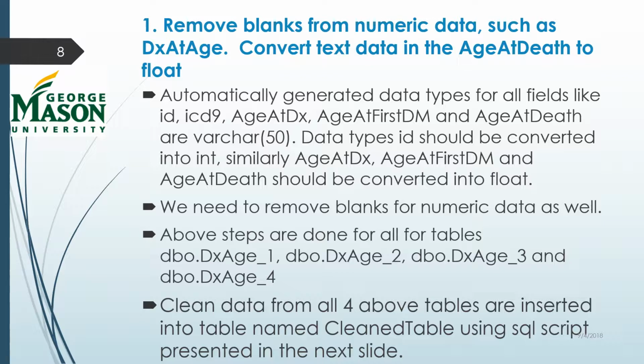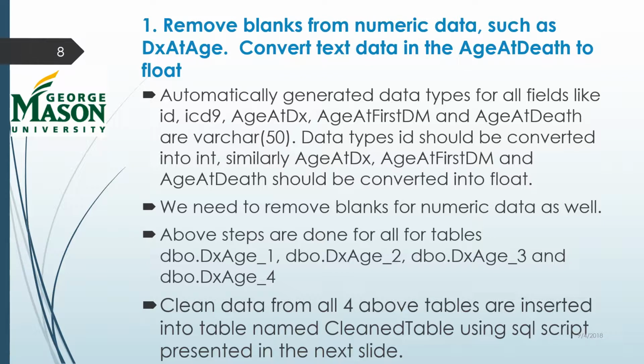Question number 1 is to remove the blanks from numeric data such as age at diagnosis and convert text data in age at date to float. Automatically generated data types for all fields like ID, ICD9, age at DX, age at first DM, and age at date are varchar. Data type ID should be converted into integer. Similarly, age at diagnosis, age at first DM, and age at date should be converted into float. We need to remove blanks for numeric data as well. The above steps are done for all 4 tables.